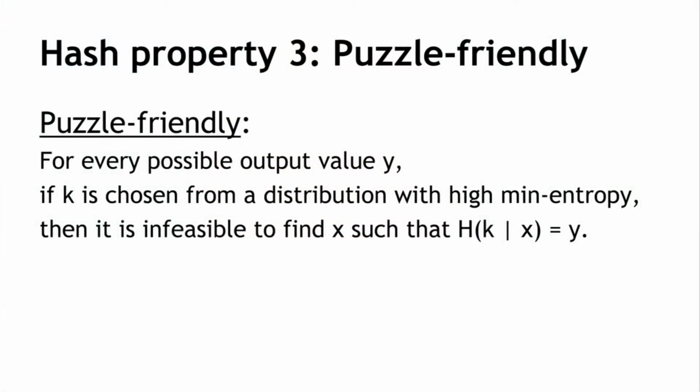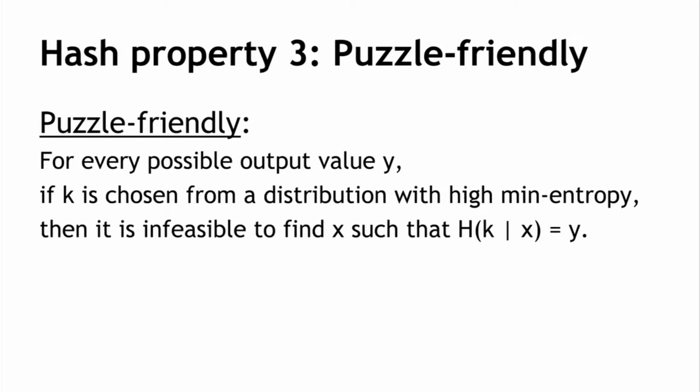That for any possible output value y that you might want from the hash function, we're going to use y as an output value of the hash. If k is chosen from a distribution that has high min-entropy, that is, k is chosen randomly from some set that's super spread out, then there's no way to find an x such that the hash of k and x is equal to y.